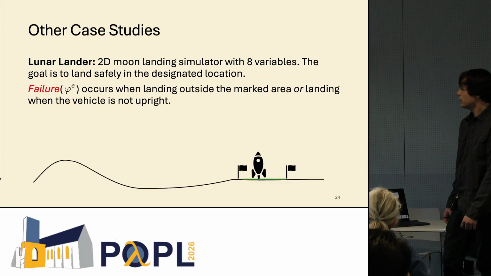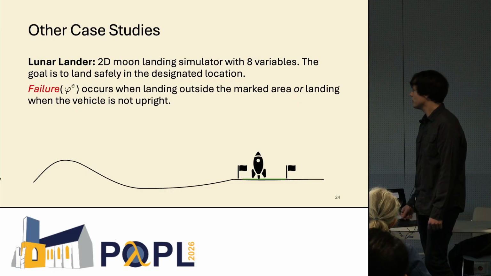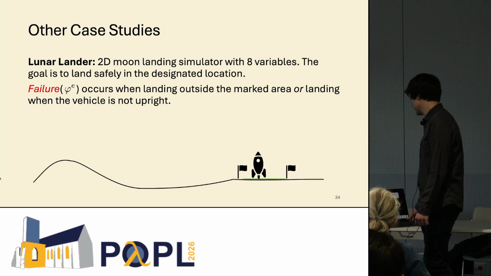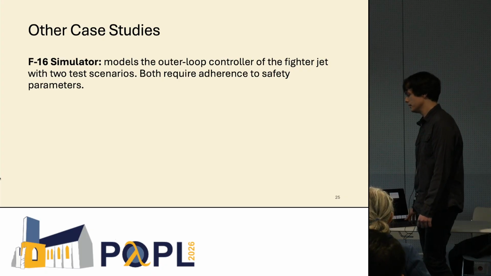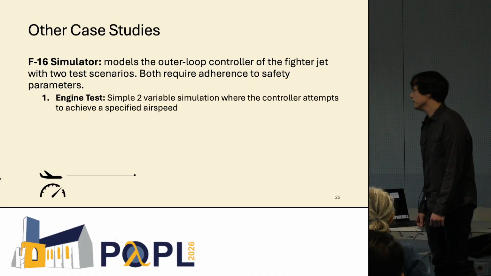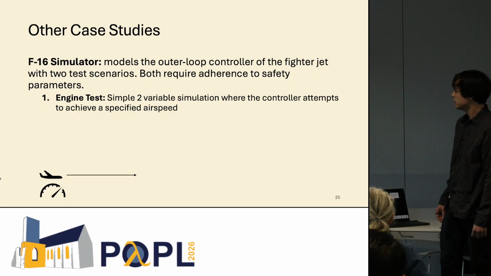Failure here occurs when the lander either tips over or does not land at the designated area within the time frame. Our other case study is a little more complicated. It's an F-16 flight simulator, which models the outer loop controller of a fighter jet with two different test scenarios. The first one is going to be an engine test, which simply tries to achieve a target velocity.